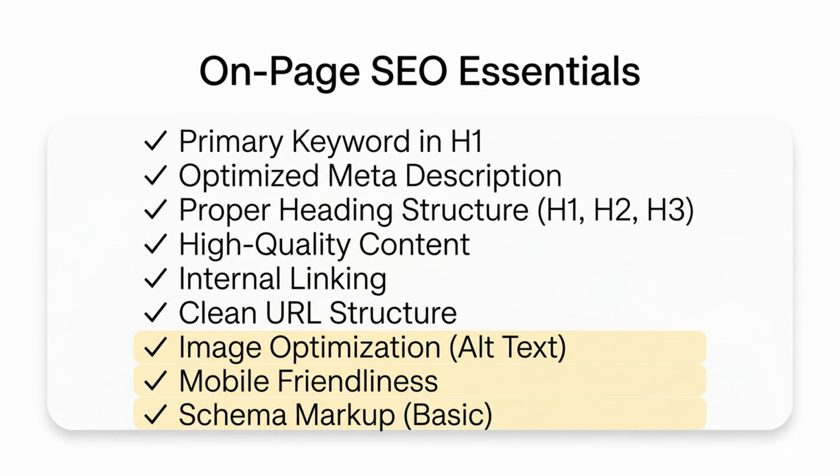You also need to ensure your images are fully optimized with descriptive alt text, which helps search engines understand your visuals. Furthermore, mobile friendliness is an absolute must, and you should start considering basic schema markup for your blog sections to provide search engines with even more structured context about your content.